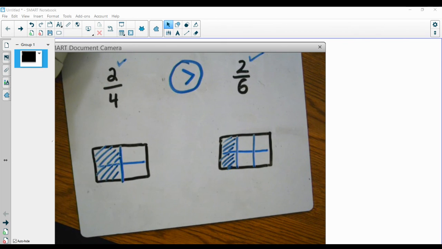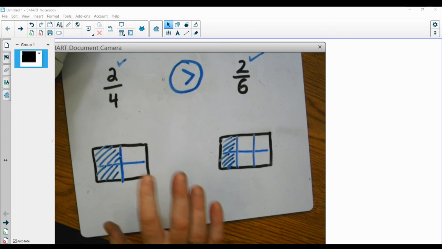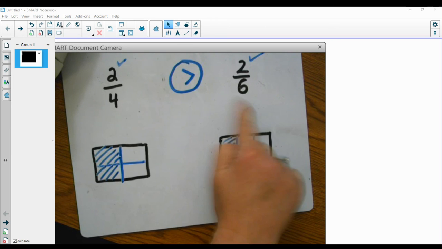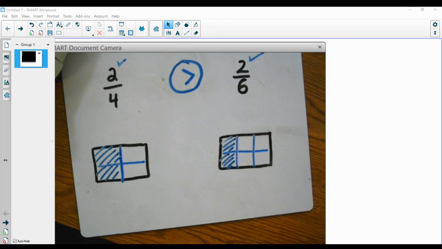So the rule of thumb, if the numerators are the same and the denominators are different, the bigger piece is going to be the piece that has the smaller denominator. The smaller the denominator, the bigger the piece size.